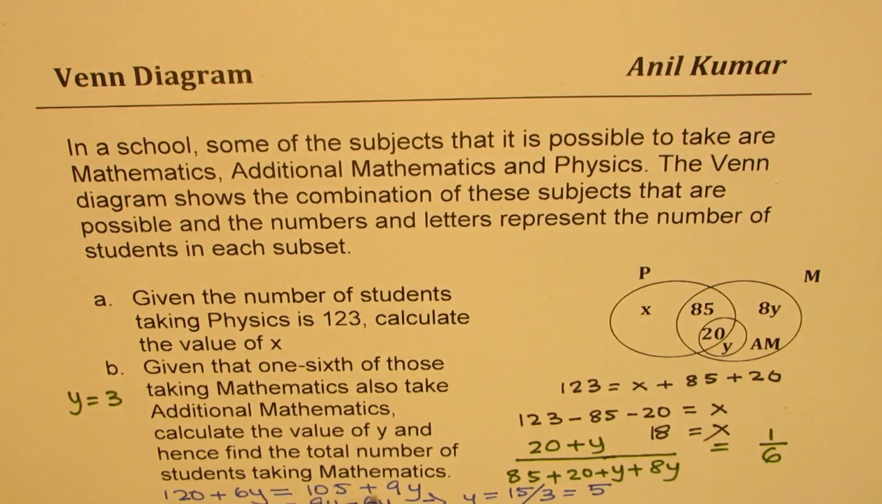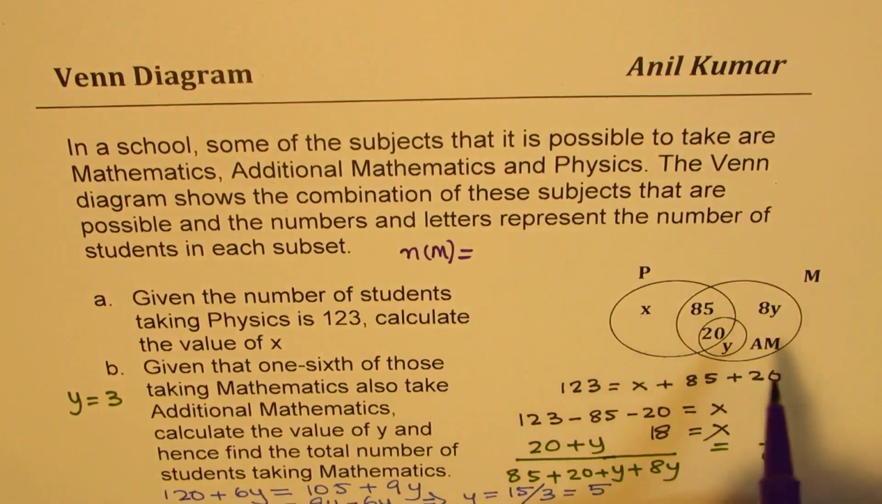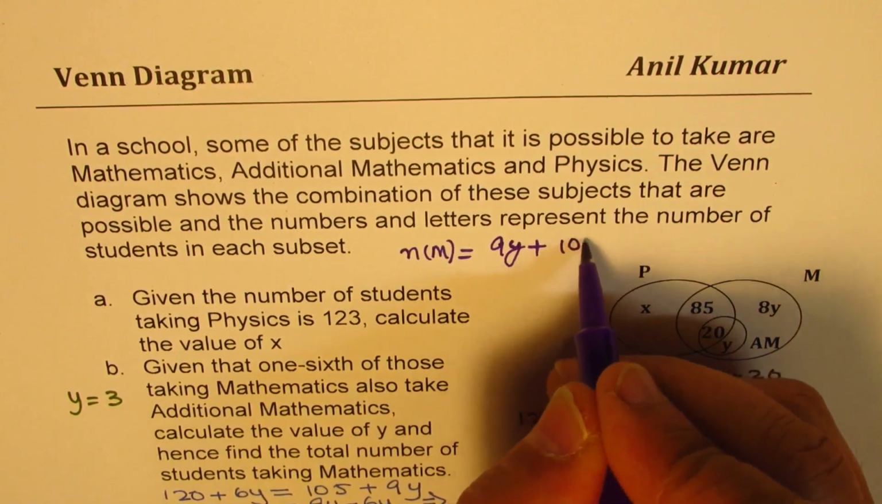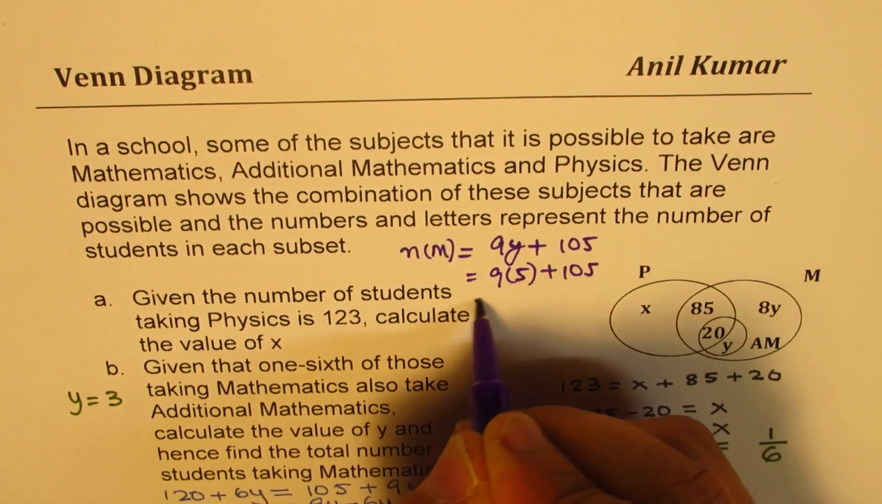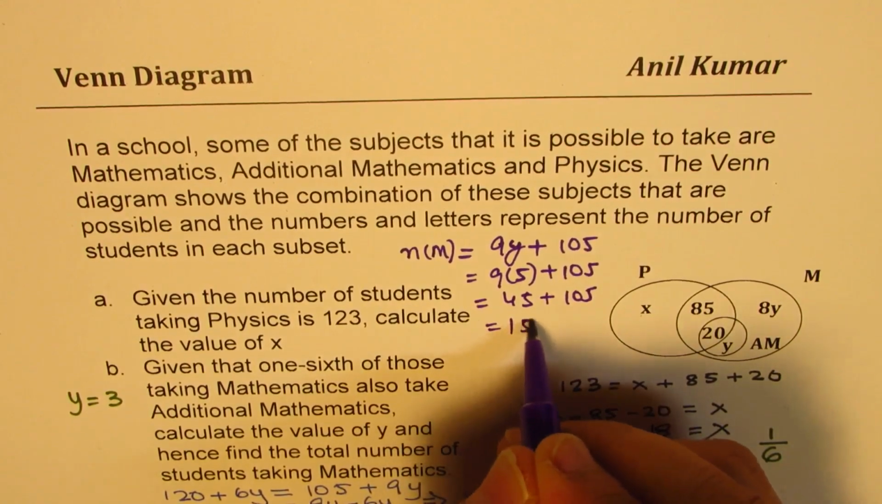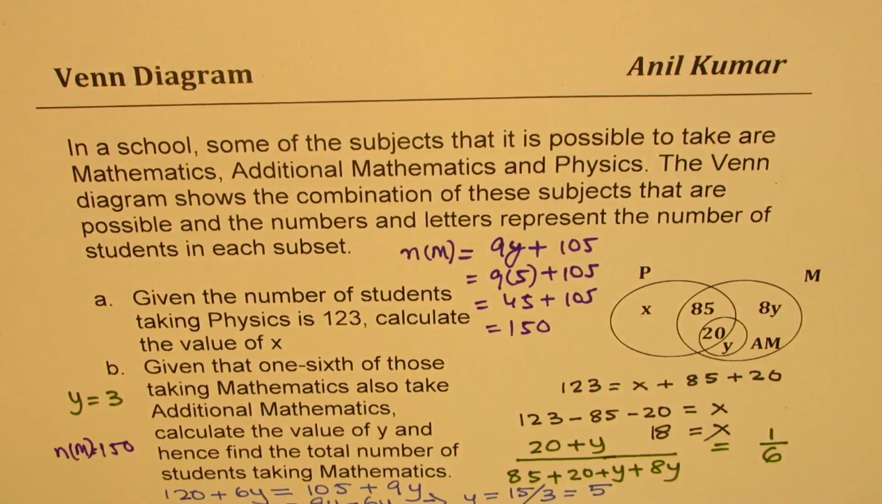So this denominator is 105 plus 9y, right? Let's use another ink here and write down. So total number of students who have taken mathematics will be equal to 9y plus 105, correct? And y is 5 for us. So that gives you 45 plus 105 or 150, correct? So the answer here is 150 for students taking mathematics. So that is how this question can be solved.